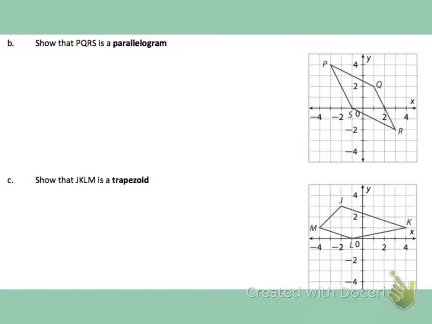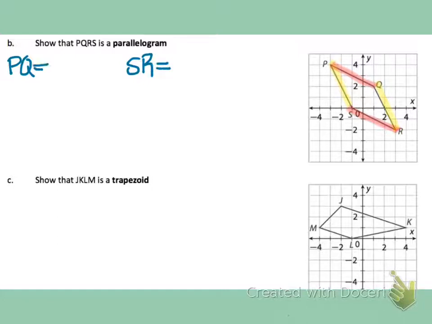So in B, we want to do the same kind of thing as far as verifying, but this time we want to verify it's a parallelogram. So that means we should have two pairs of parallel sides. So what we're going to be looking at are these pairs of opposite sides. So we have to calculate the slope of PQ and of SR and see if they're the same.